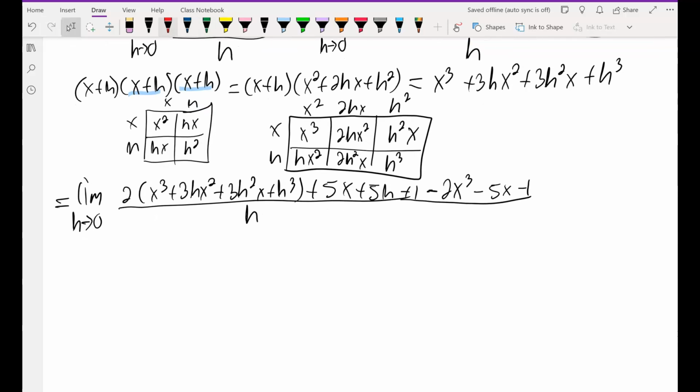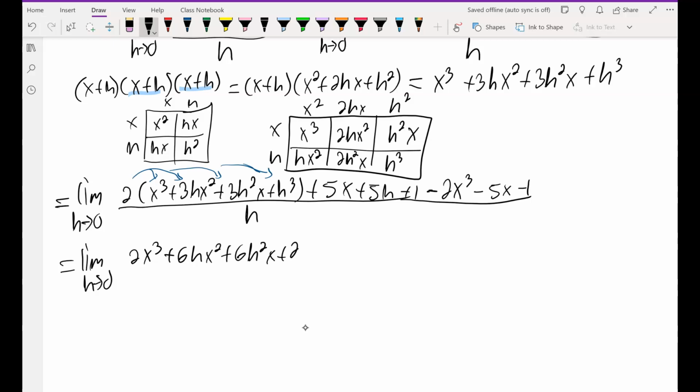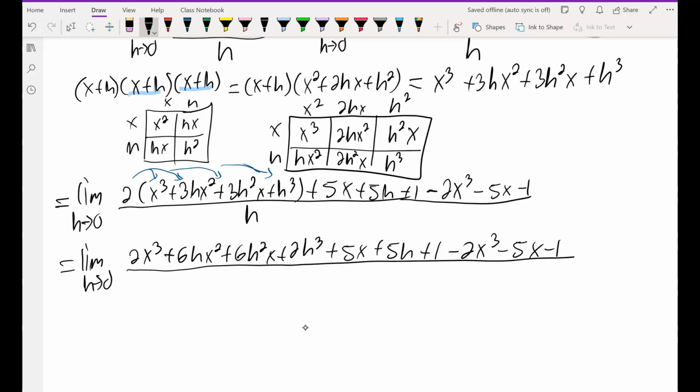Okay, and then we have to distribute the 2. So let's distribute the 2 on that first number, the cubed. Okay, and what do we get? We get that the limit as h goes to 0 is 2x cubed plus 6hx squared plus 6h squared x plus 2h cubed, and then we have plus 5x plus 5h plus 1 minus 2x cubed minus 5x minus 1, all divided by h. And then we cancel like terms.